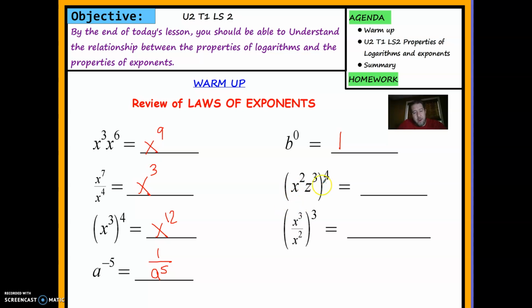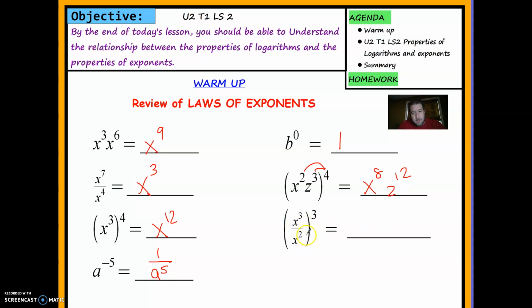This is also the power to a power rule. So keep in mind that both of them have to be raised to that power of 4. So it raises everything on the inside. If there was a coefficient, you would also raise that coefficient to the power of 4 as well. So this becomes x to the 8th and z to the 12th.